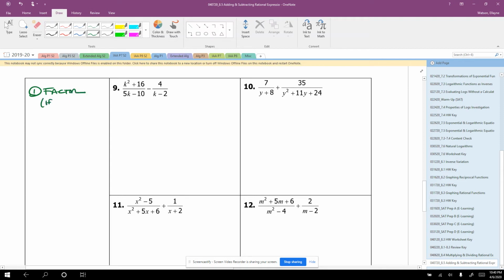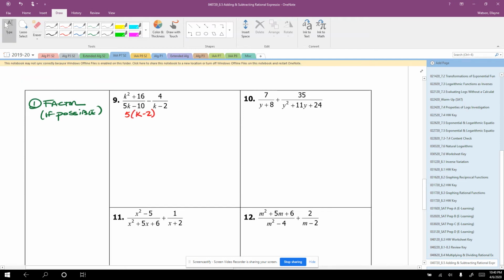And that's if possible, because you could see on the previous one, we didn't need to. And the reason why I want to factor is that that's going to help us determine our least common denominator. It's hard to see the least common denominator if you're not in factored form. Okay, so this factors to, if you take out a 5, you're left with k minus 2. And then the other denominator doesn't factor at all.